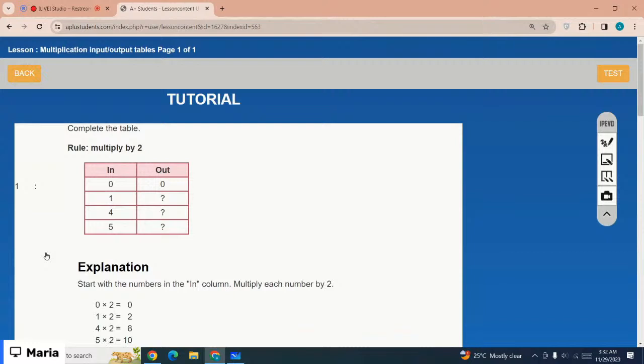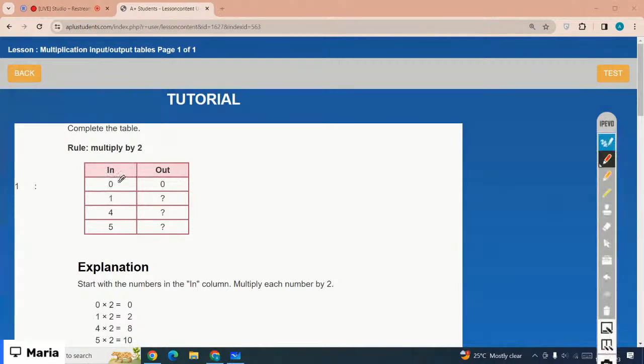Okay, complete the table, multiply by 2. You are given the input values, you need to calculate the output values. How do you calculate? You have to apply the rule on the input values to calculate the output values, right? For example, you are given the rule. The rule is you have to multiply every value in the table by 2, right? So start multiplying them by 2. You have to multiply every value, right?